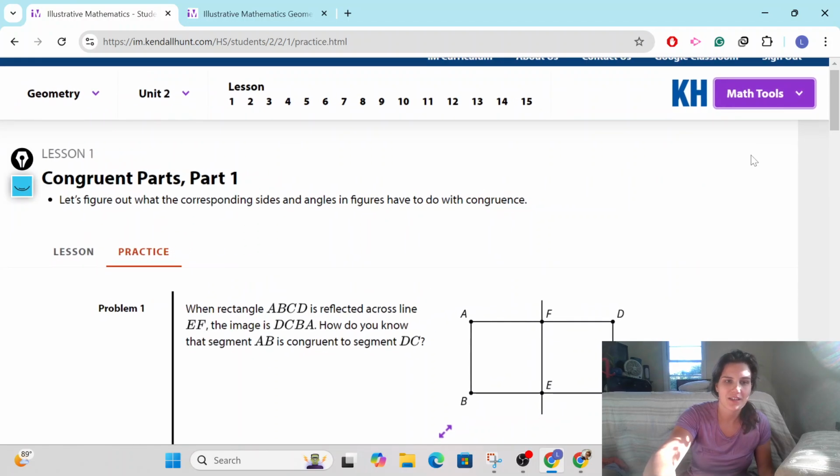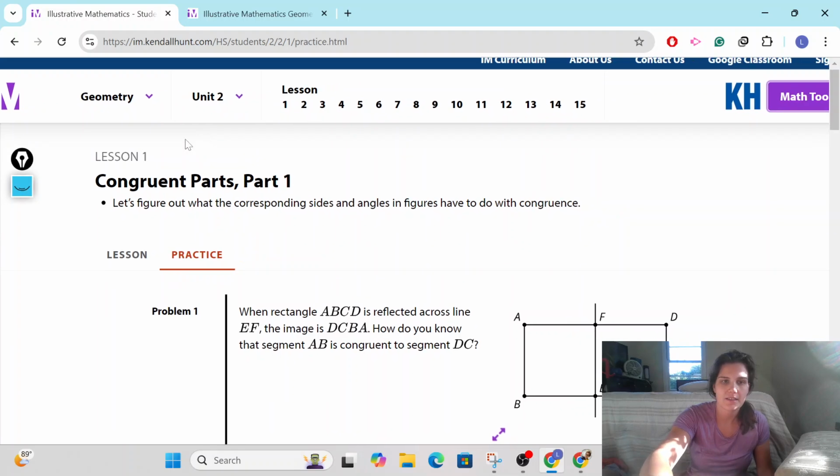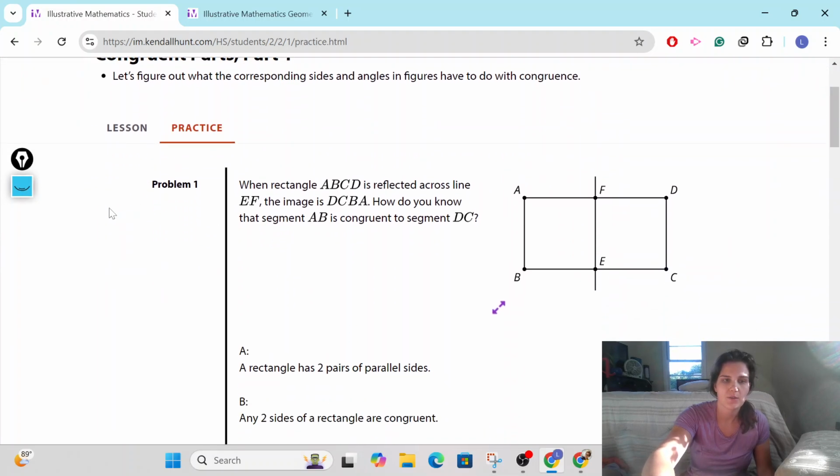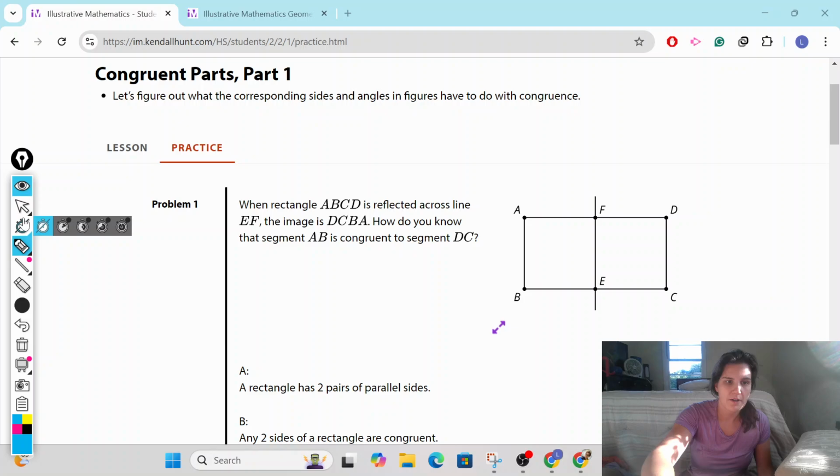Now, let's get started on today's lesson. Today we're going to be going over Illustrative Mathematics, Geometry, Unit 2, Lesson 1. Let's go. Problem number 1.